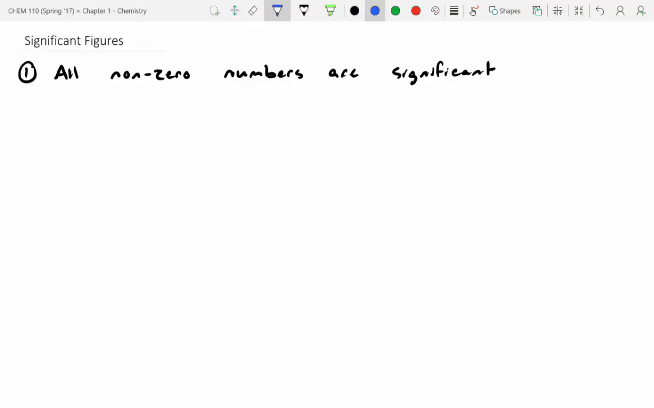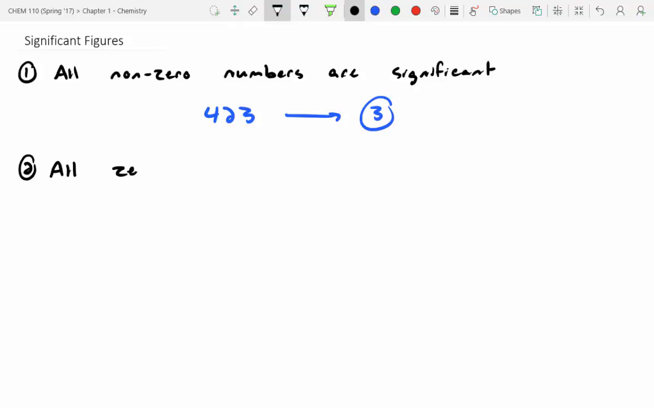And so I'll show you guys what I mean. How many significant digits are in 423? 3. We don't even have a 0 in there, so it's got to be 3 significant figures. Okay, that's pretty easy.